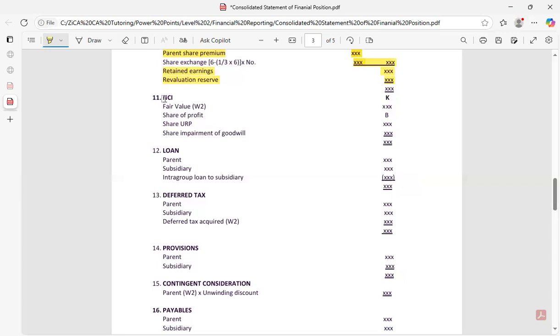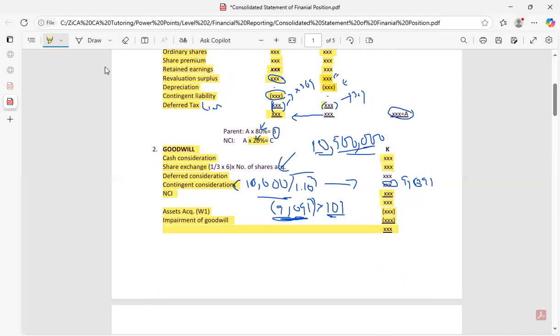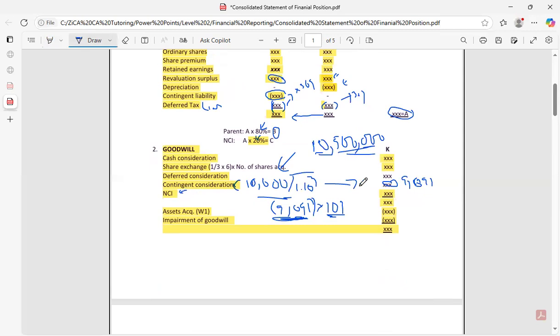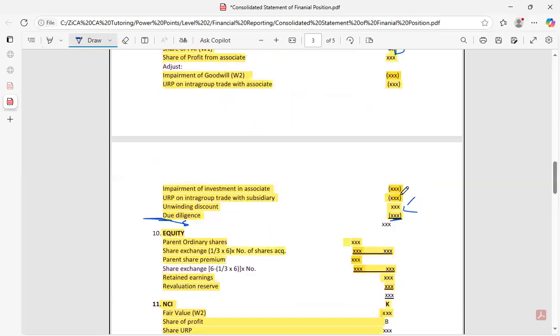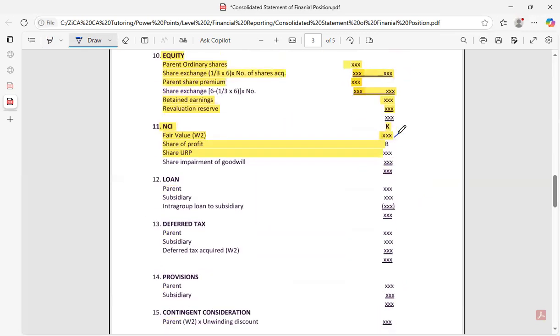And then here, lastly, you've got the NCI. The NCI, you get the fair value for the NCI. So the fair value for the NCI, where do we find it? The same fair value for the NCI that we calculated the goodwill, right? So this NCI that we have here, whether you're using the partial goodwill or the full goodwill, you bring that figure there. And then that amount, you bring it here in the computation of the non-controlling interest.